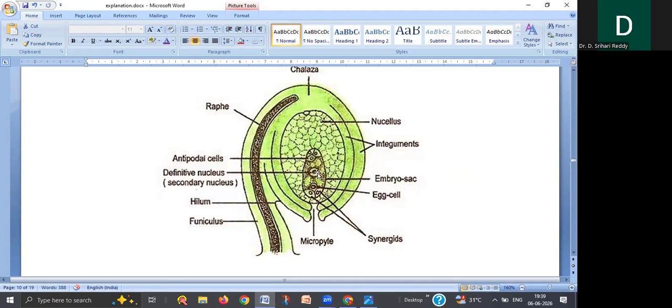Also you should remember who discovered this. Syngamy was discovered by Strasburger, and triple fusion or double fertilization was discovered by Nawaschin. So these are very important. Syngamy by Strasburger, and double fertilization by Nawaschin. The same phenomenon is explained in two different terms.